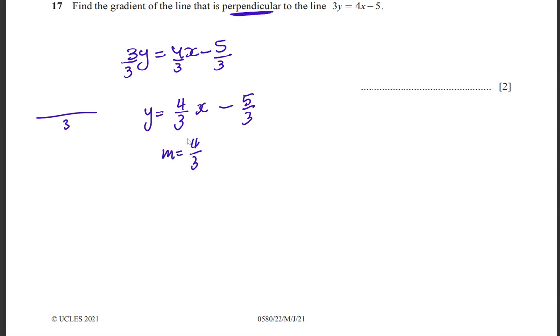But he doesn't want the parallel gradient or the same gradient. He needs the perpendicular gradient. Means what should I do? Perpendicular gradient, we said that if you want the perpendicular gradient, just flip and switch. Flip the number, it will be 3 over 4. Switch the sign. If it is positive, make it negative, and if it is negative, make it positive. So flip and switch. We can write it like that, or you can write it like that, both of them correct.